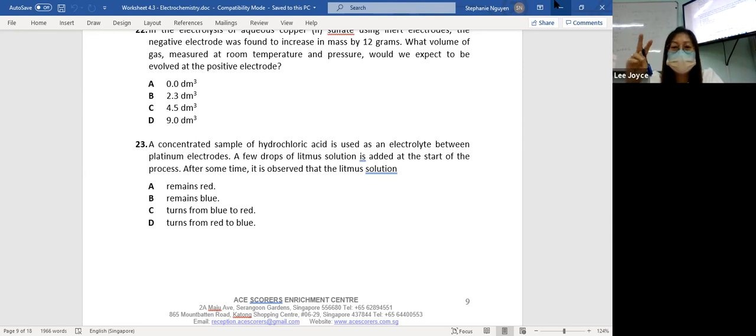Correct, and then don't forget, you have two sources of H plus ions. One comes from the acid, the other one comes from the water, because it's a solution, right? Yeah, so there's water molecule. So actually, the amount of H plus ions and the OH minus ions will eventually be balanced out when we remove the H plus ions from the electrolyte. So it should remain red.